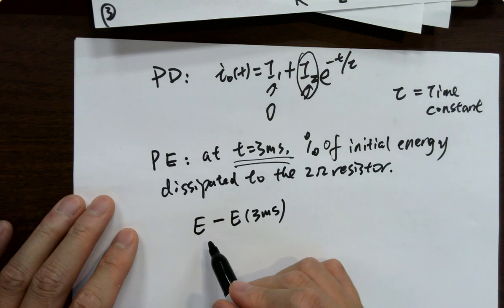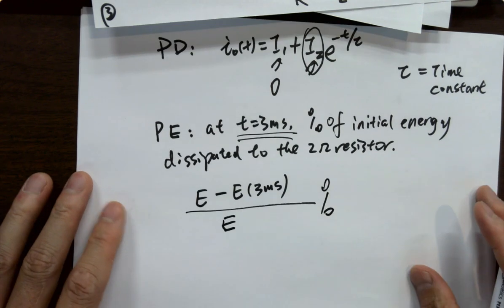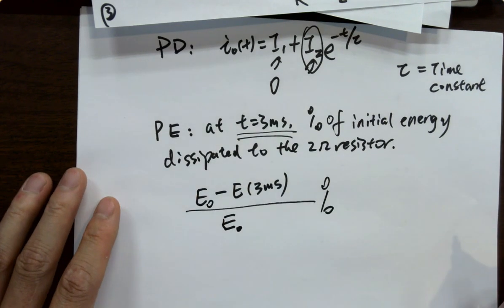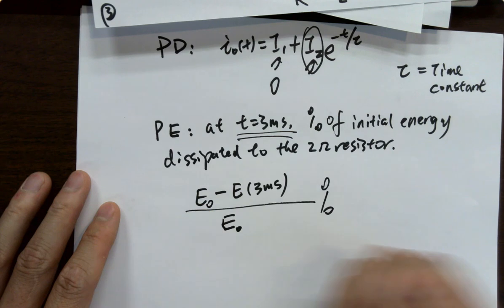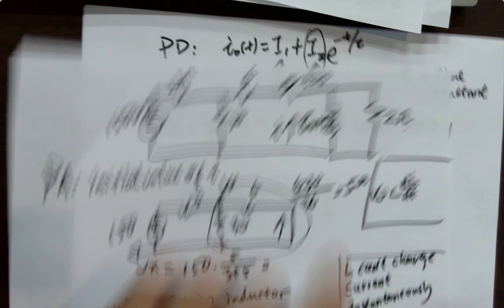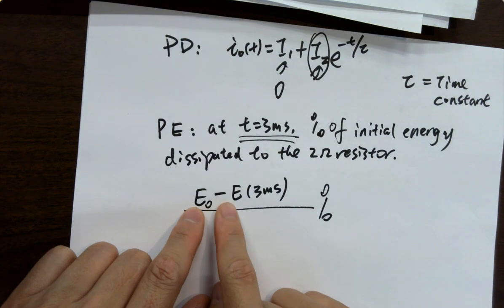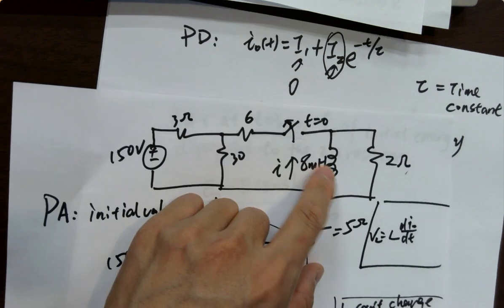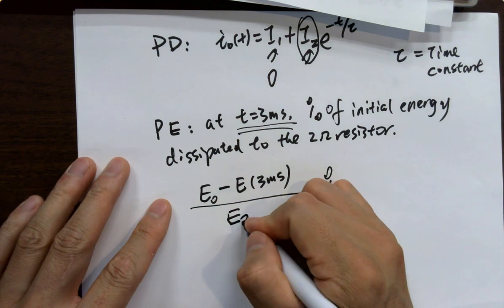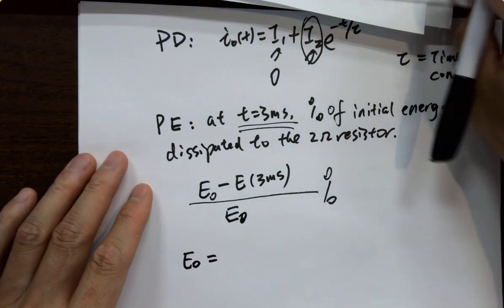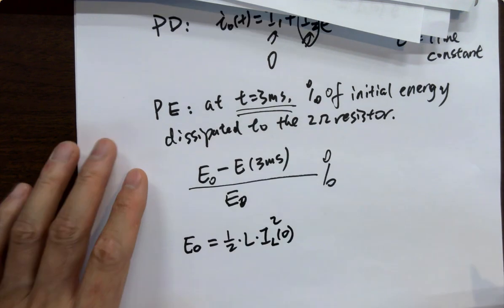Initial E minus this, right? This is the energy dissipated. And this is the total initial E. You got initial E there, right after you open the switch, right? There's initial current, so that's the maximum current you have, which is able to find out this one, and minus the energy it has at this T, right? What's the initial? What's E0? It's just a half times L times IL0 square, right?